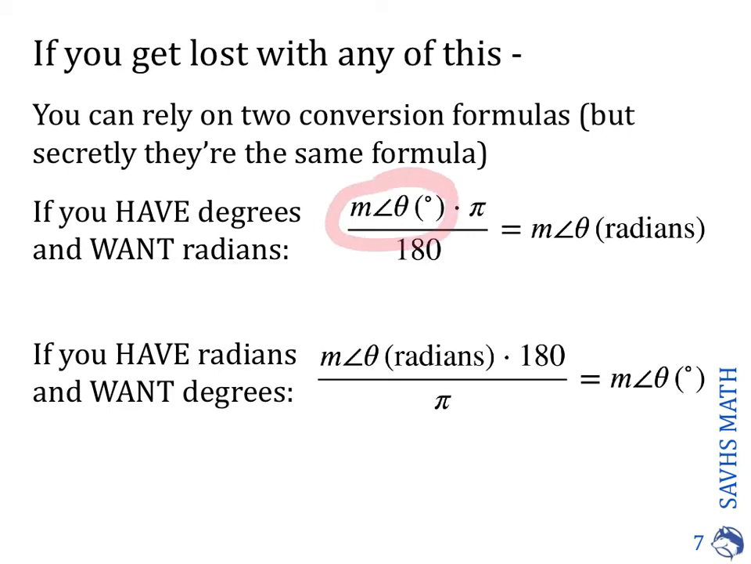If you have a measure of an angle in degrees, but we want radians, you can put your degree measure into that red circle and then multiply by pi, divide by 180, and that'll give you your radians. If you have radians, that's what we are given, and we want degrees, you can put it into the reciprocal fraction. So multiply by 180 and then divide by pi. That'll give you your measure in degrees.